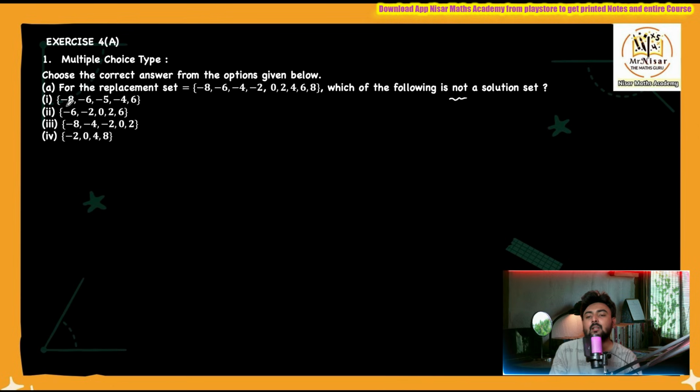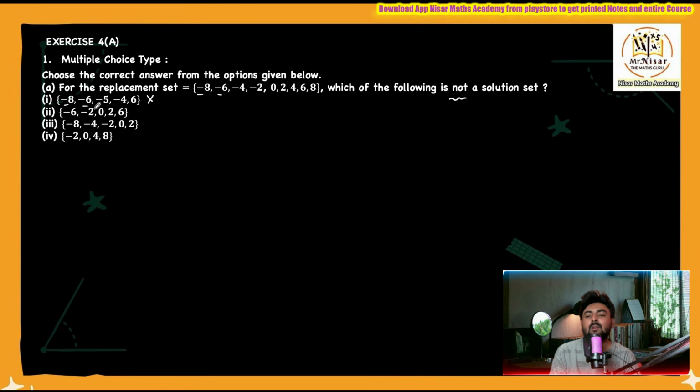Now see, the first option is -8. Is -8 present here? Yes, so it's satisfying. Then -6. Do we have -6 in the replacement set? Yes. Then -5. Is -5 there here? No, -5 is not there. So this is the only set which is not present in the replacement set. So this should be the answer.